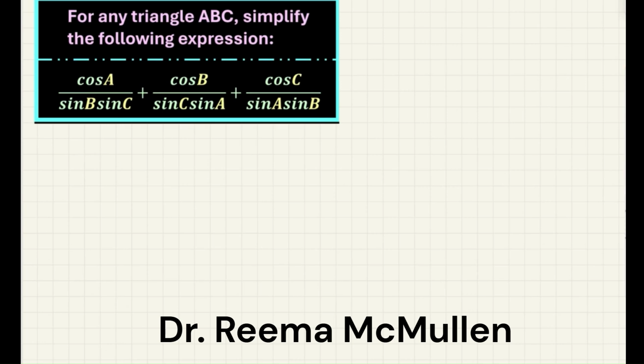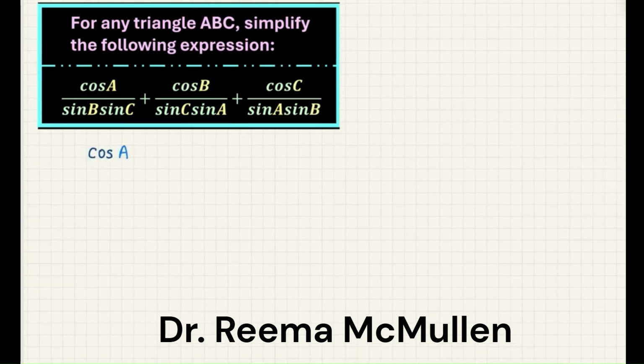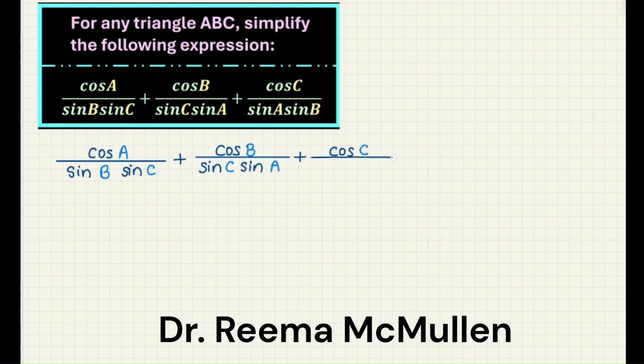In this problem, we're asked to simplify the expression cosine A over sin B sin C plus cosine B over sin C sin A plus cosine C over sin A sin B for any given triangle ABC. Now you will see that at the end, after we have performed our mathematics, the given 3-term expression will reduce to a very simple expression. As a matter of fact, it will reduce to a very simple number. You will see. Let's begin our mathematics by combining these 3 terms, shall we?